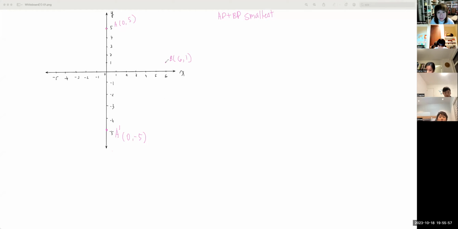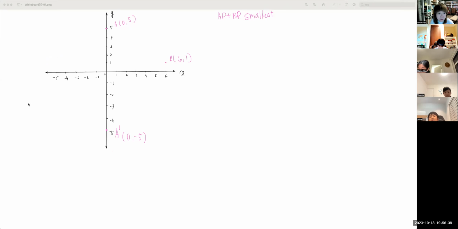Some students said, I can reflect B. I can reflect B at -6 and 1. Yes, you're right. You can reflect B over y, of course. But everybody, let me connect A and B. Does this line intersect the axis? No, not at all. So that's why it's useless doing something like that. If we want to find the point which is located on the axis, we of course reflect over the axis.